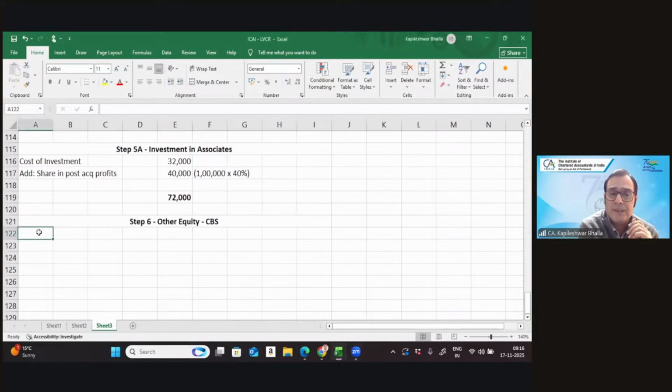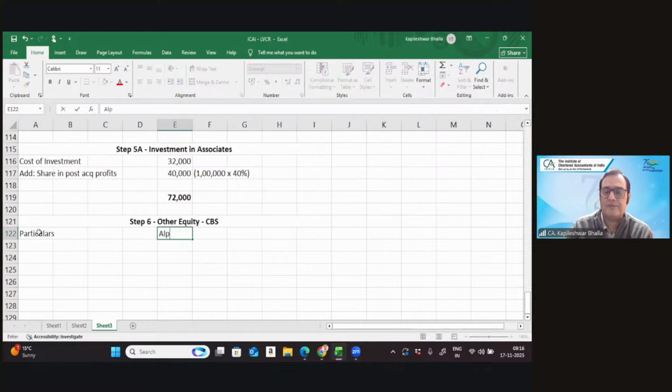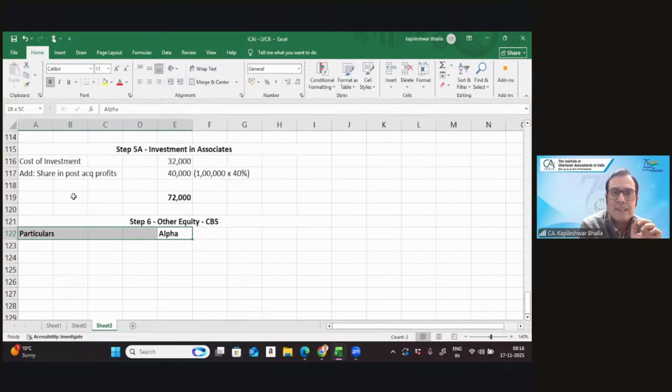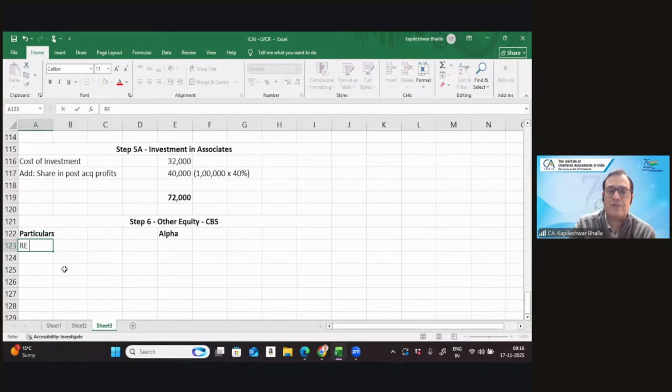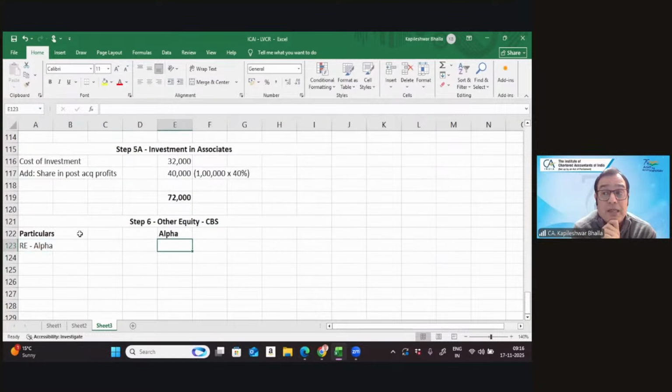So let's make the column particulars, and we'll take the column for Alpha. So we'll first take the base, that is the retained earnings of the parent company. So where are you going to pick this up? Where are we going to pick the retained earnings of Alpha? I want to hear that word.